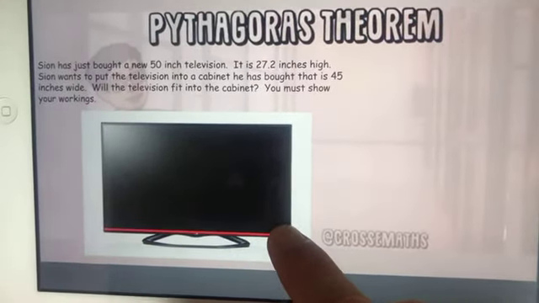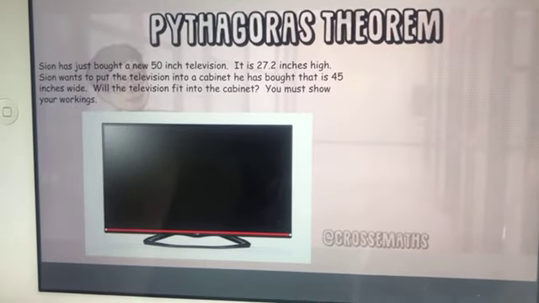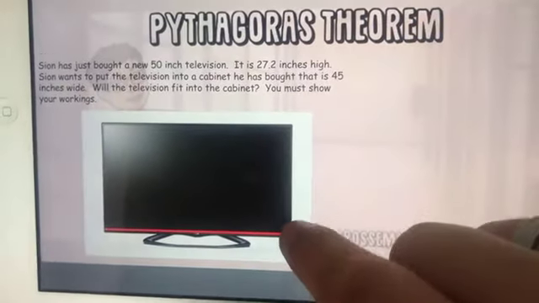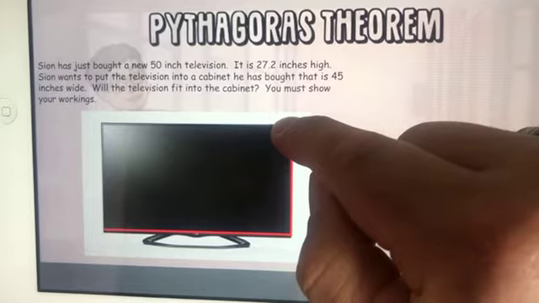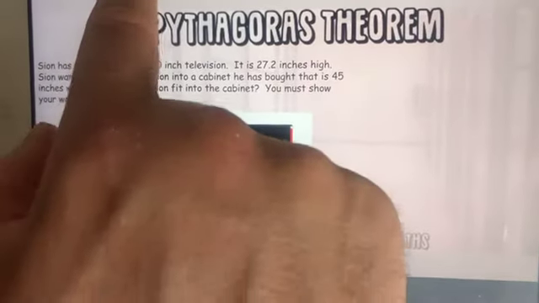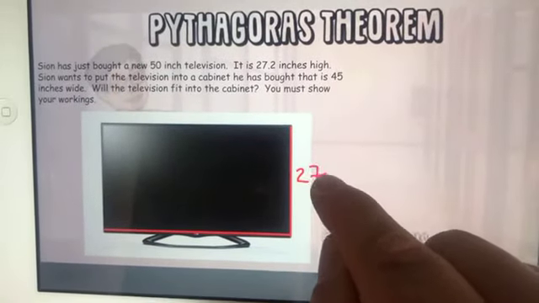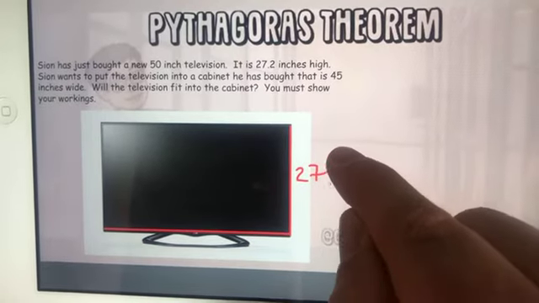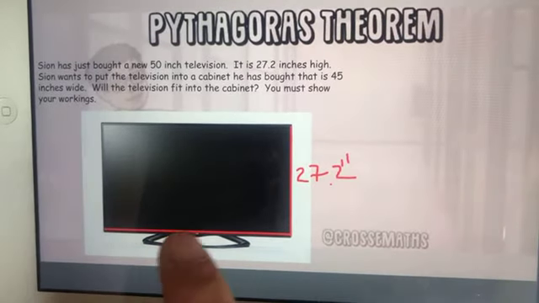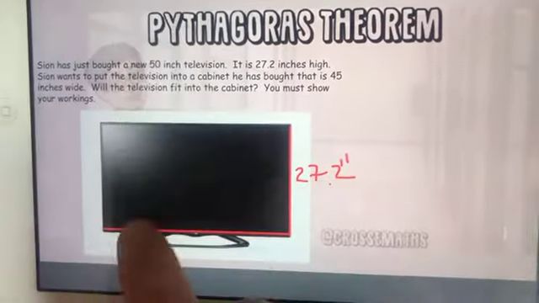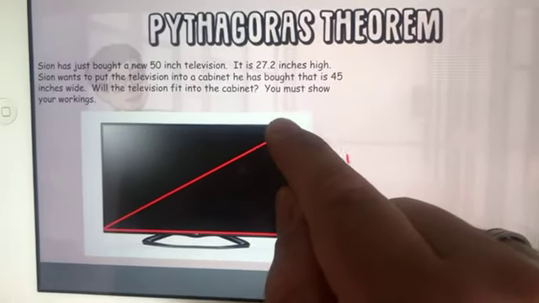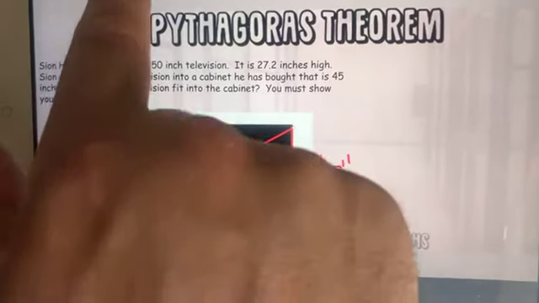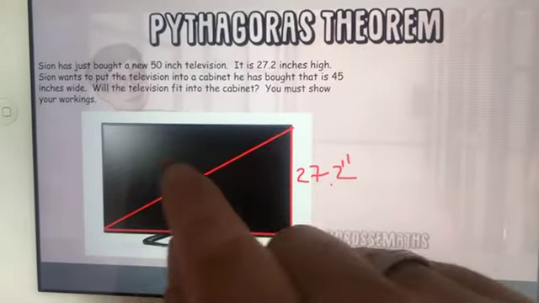They want to know this distance along there. Okay, they want to know the width. Now we know the height. They told us in the question the height of it is 27.2 inches. Those 2 little dashes mean inches, and when TVs are described as 50 inches, that's the diagonal. Okay, we know the diagonal is 50 inches.